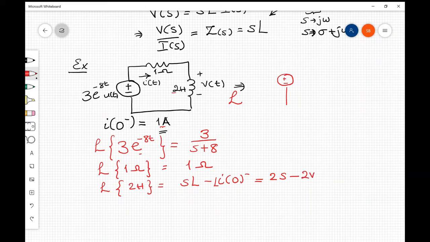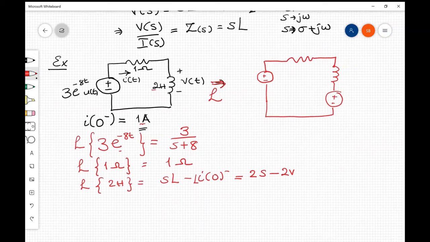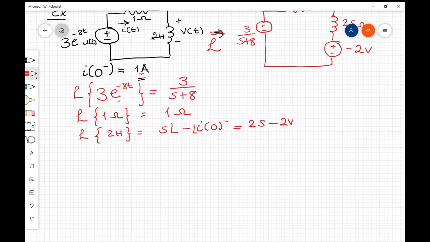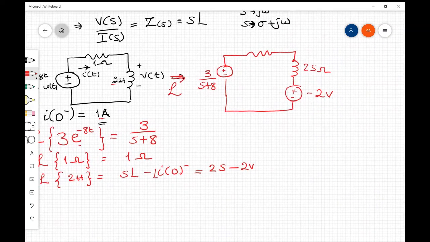So if I draw the Laplace transformed circuit, I will have the resistor and the inductor here, and then I will have that voltage source, right? Okay. So for the inductor, what do I have? I have 2s ohms, and for the voltage I have minus 2 volts, and here for the source voltage I have 3 over s plus 8. Okay, so that will be the transformed voltage, and we are asked to find this voltage here.